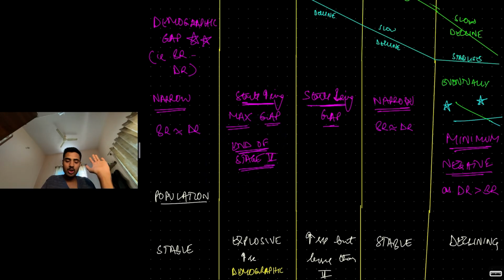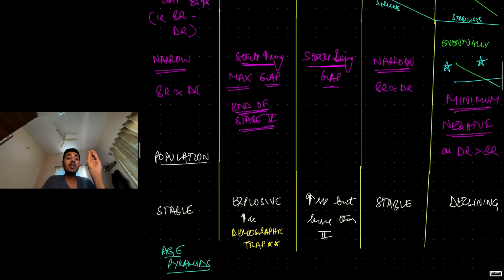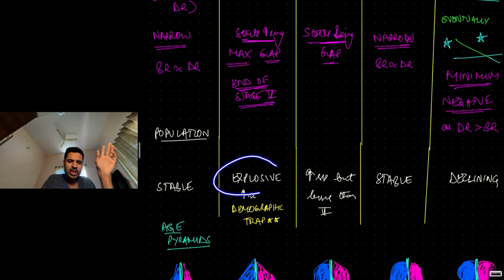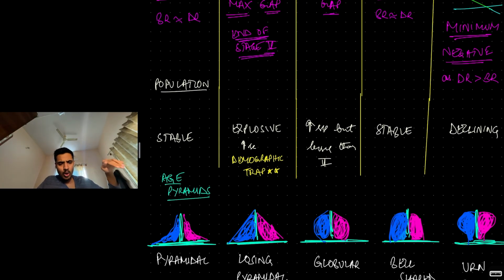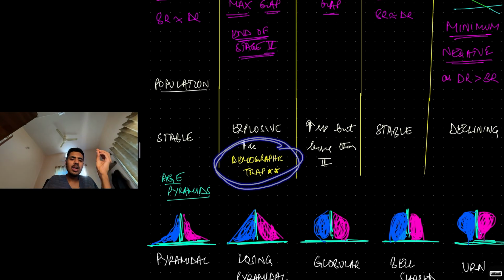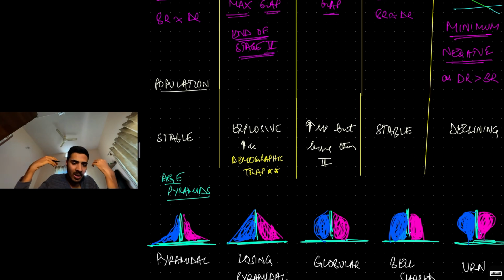Understood? Now another thing that's important to understand is, here the population growth is explosive. Think about it. Birth rate is still very high. Death rate is going on decreasing. It has started to decrease. So this is why it is known as demographic trap. It is bad for a country having a population explosion, a sudden increase in population. The country won't be able to meet the demands of that population, right?